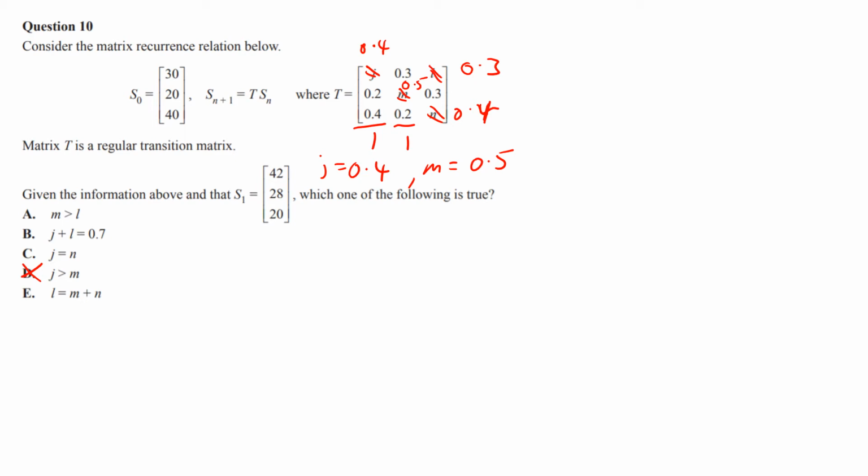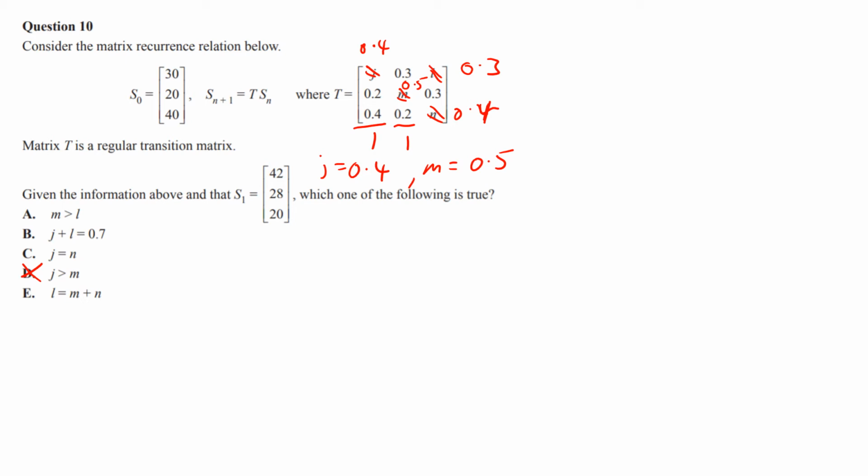But if you look carefully, when we made J equal N, which is option C, we also satisfied the fact that M is greater than L, because M 0.5 is greater than L 0.3, and J plus L is 0.7. 0.3 plus 0.4 is 0.7. So this single matrix says A, B, and C are all possibly true. Well, they can't all possibly be true, so none of them can be true, so the answer is E.